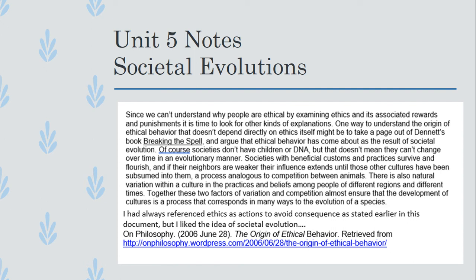Societal evolutions was probably my favorite thing to read about in this chapter and in these resources because it really broke things down into a more theoretical view: policies, rules, and regulations don't just exist for no reason. It's like a status quo that's been established through the society. So I'd always referenced ethics as the actions to avoid consequences, like they mentioned earlier in this resource, but in reality, I'm leaning more towards the idea that as a society, we decide what's acceptable and what's not acceptable.